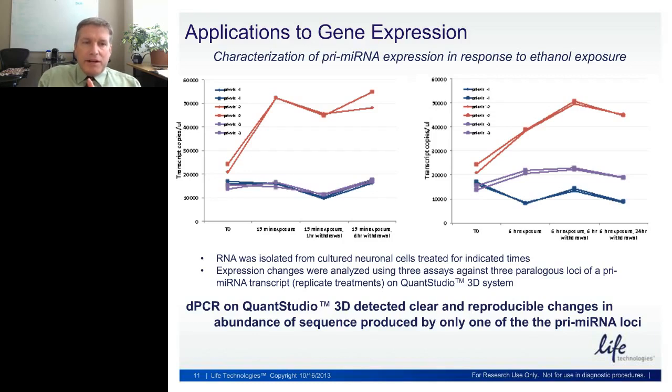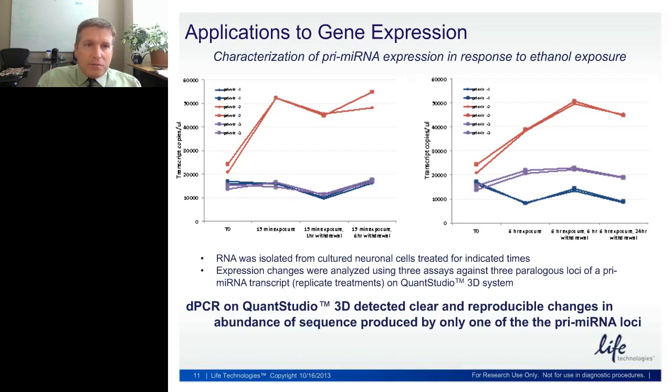So what we see down here is the expression levels of 3 different assays against the 3 different loci. So again, the 3 different duplications of the gene in the genome. One is shown in purple, one is shown in blue, and one is shown in red. And each one of these assays is run in duplicate. So you can see that the correlation between the measurements is quite tight. Also, you can see that primary precursor number 1 and primary precursor number 3 really didn't respond to ethanol after a 15-minute treatment, after a 1-hour withdrawal, or after a 6-hour withdrawal.